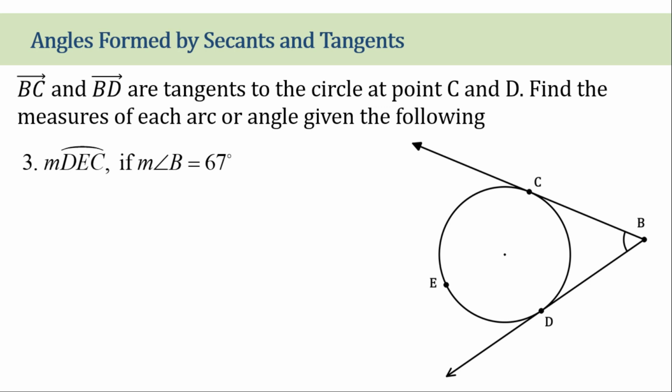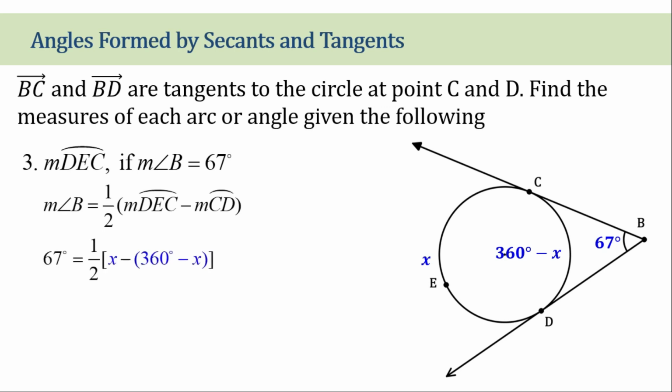Number 3 is this. Let's find the measurement of this if this is 67. Same principle as a while ago, but right now we're going to put x as the measurement of our arc DEC. And the measurement of B is 67. Therefore, this must be 360 minus x. Now let's use again the formula and we will combine this.